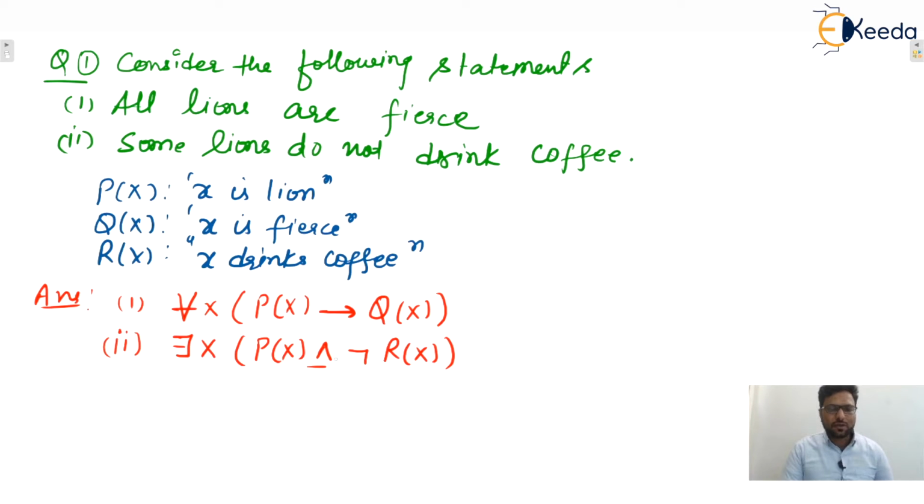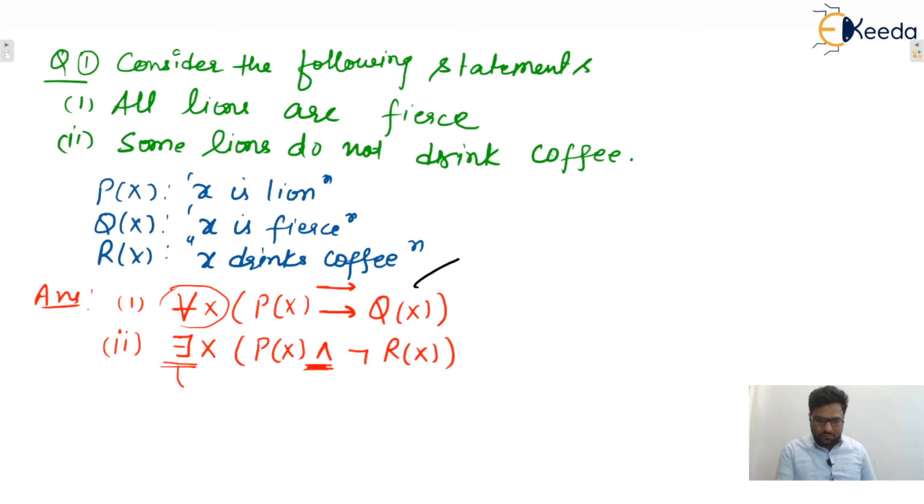Now you will say, sir, whenever there is a for every outside, you use the implication, and whenever there is an exists sign, you use the and operator in between. Why so? What is the concept behind this? You can remember it, but I'm going to explain the concept behind this. Whenever there is for every, inside we use implication, and when there is the existential quantifier outside, we use the and operator. Why so?